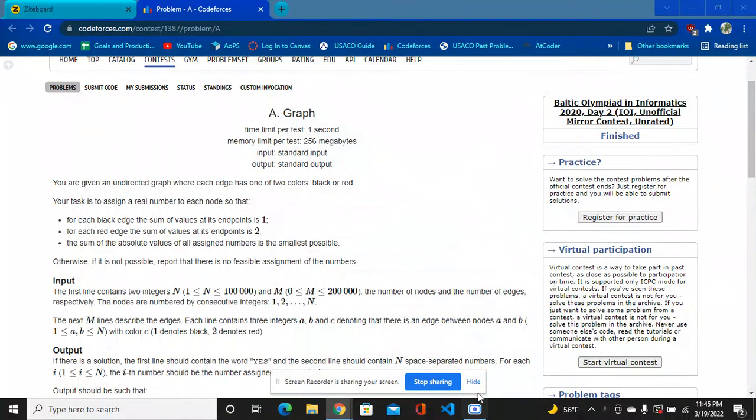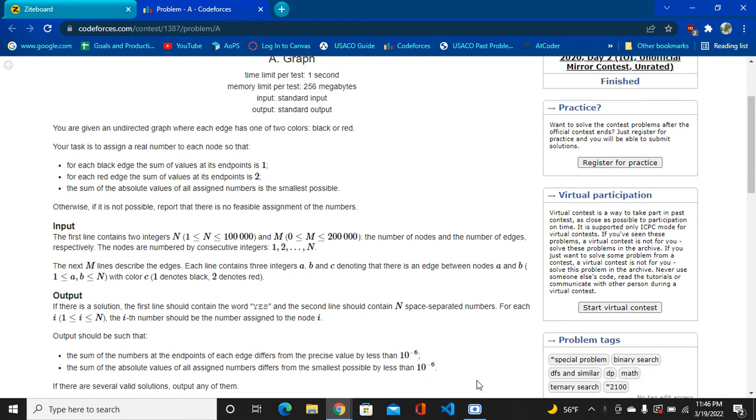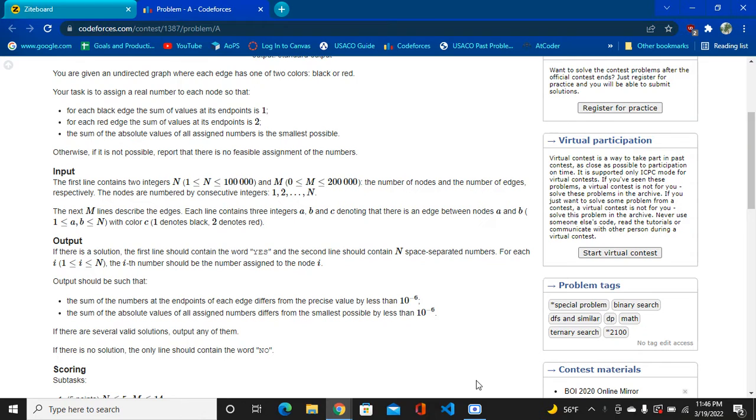All right, in this video, I'll be explaining a very nice problem from the Baltic Olympiad, problem A called Graph. And no, I did not get this problem by myself. Do not think I am good by any means, but this problem was so nice. It's a 2100 Codeforces problem, but the solution is not even that hard to understand.